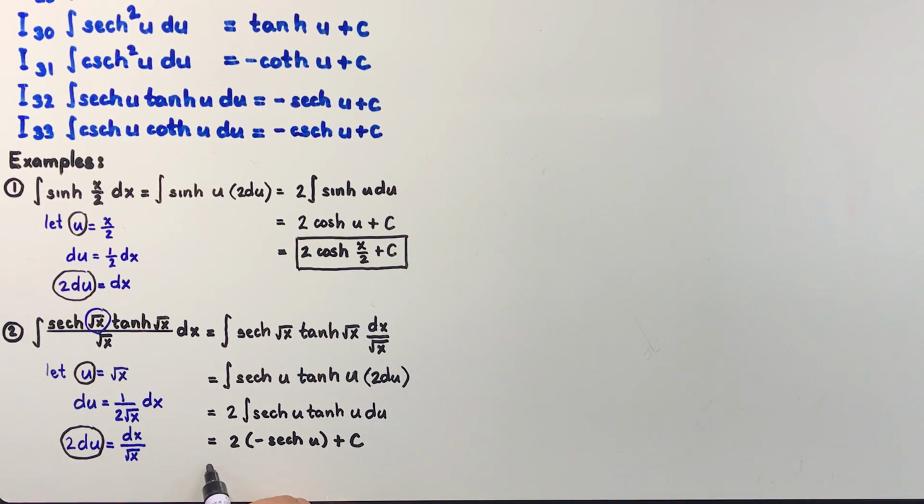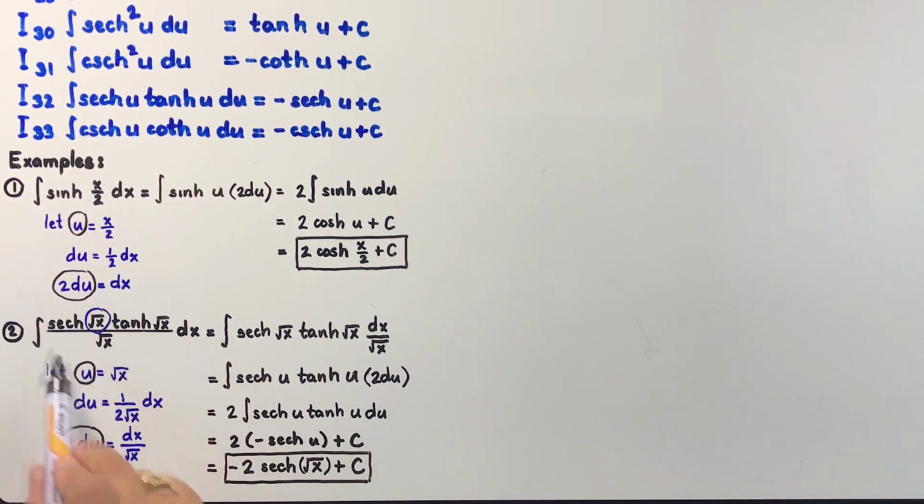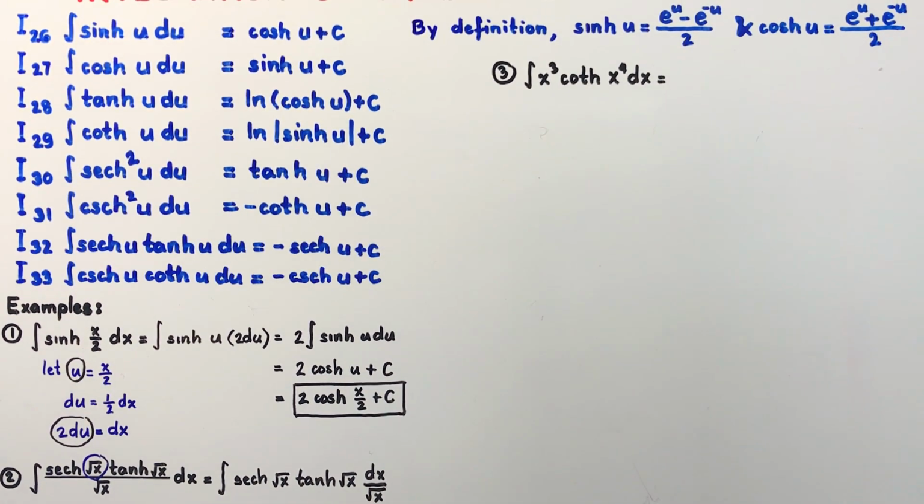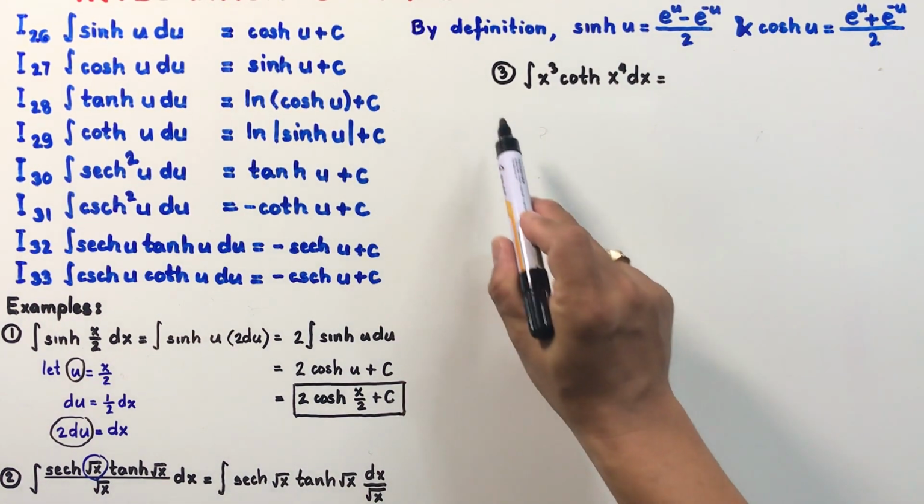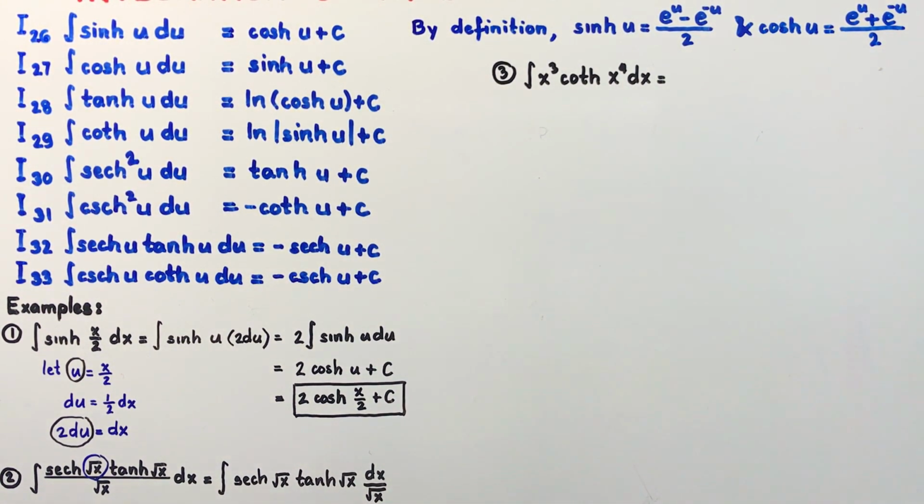Now, substituting back our variable, we have negative 2 times the hyperbolic secant of u, which is the square root of x, plus the constant of integration c. So therefore, this is our answer when we integrate this integrand here. And at this point, let us proceed to our example number 3.